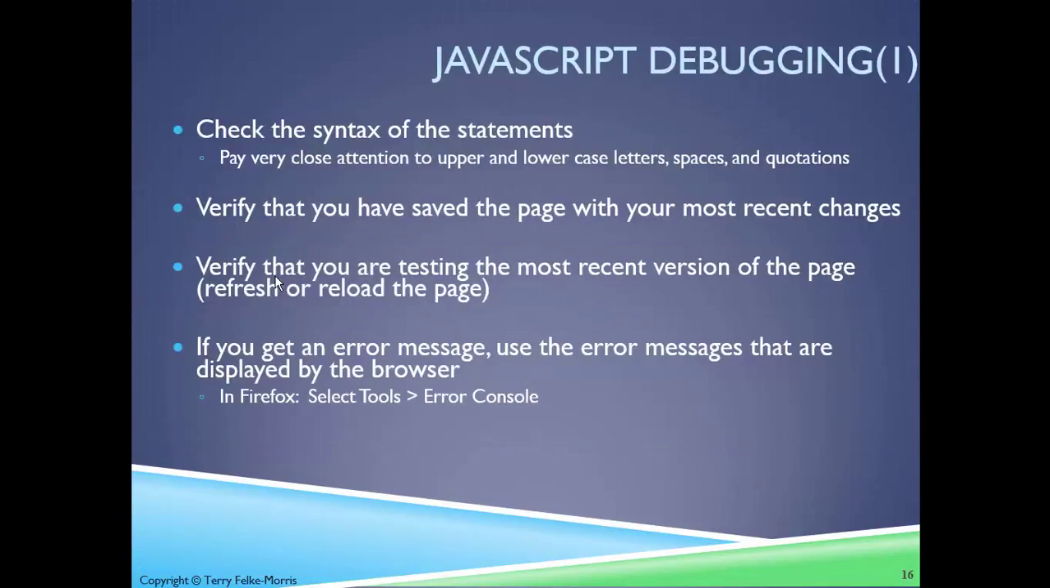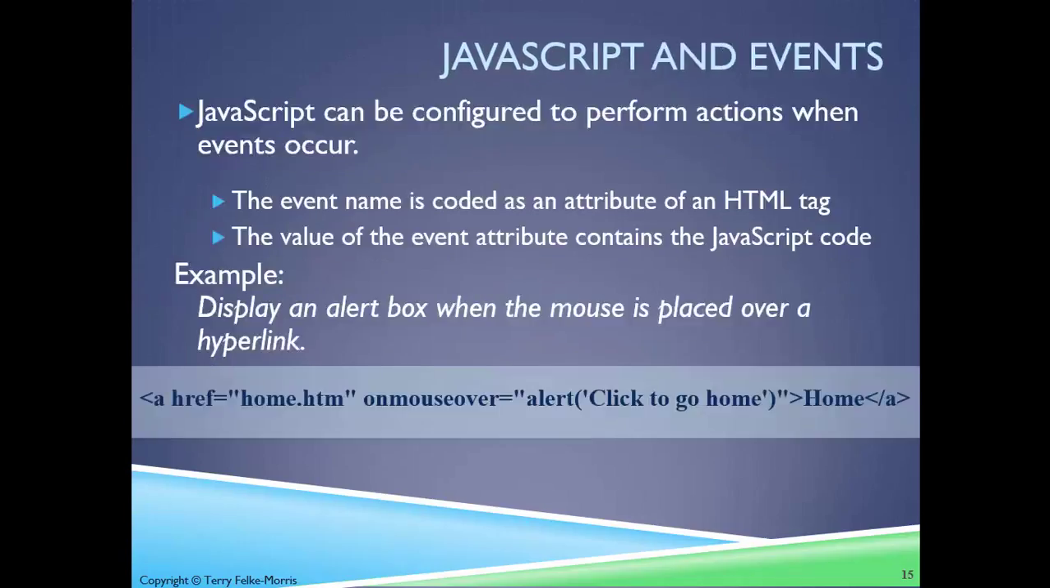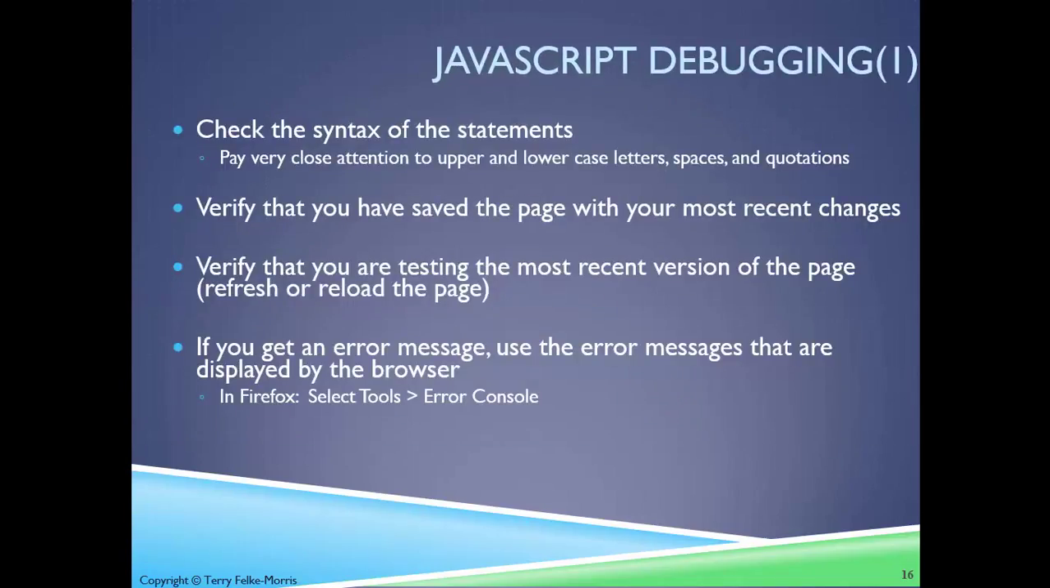JavaScript debugging. The author says here when you're debugging a JavaScript program, remember that when it comes to variable names, JavaScript is case sensitive. So pay close attention to the upper and lower cases of letters. Be careful how you use spaces and quotation marks. Verify you've saved the page before you run it. Verify you're testing the most recent version of the page. So even if you saved it, if you've got it up in your browser, you may have to refresh the browser.